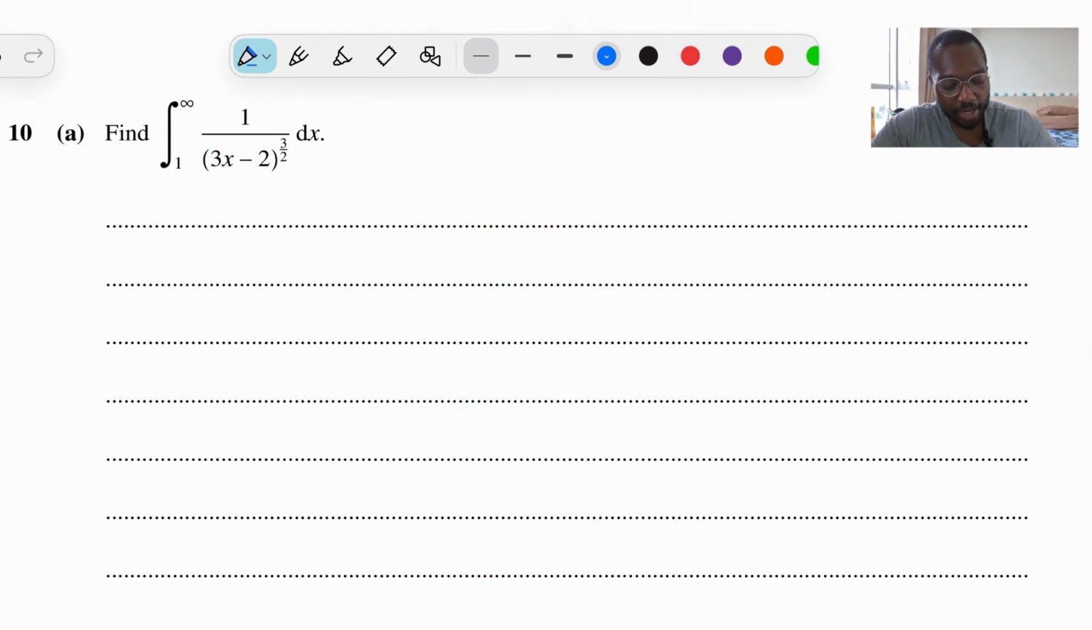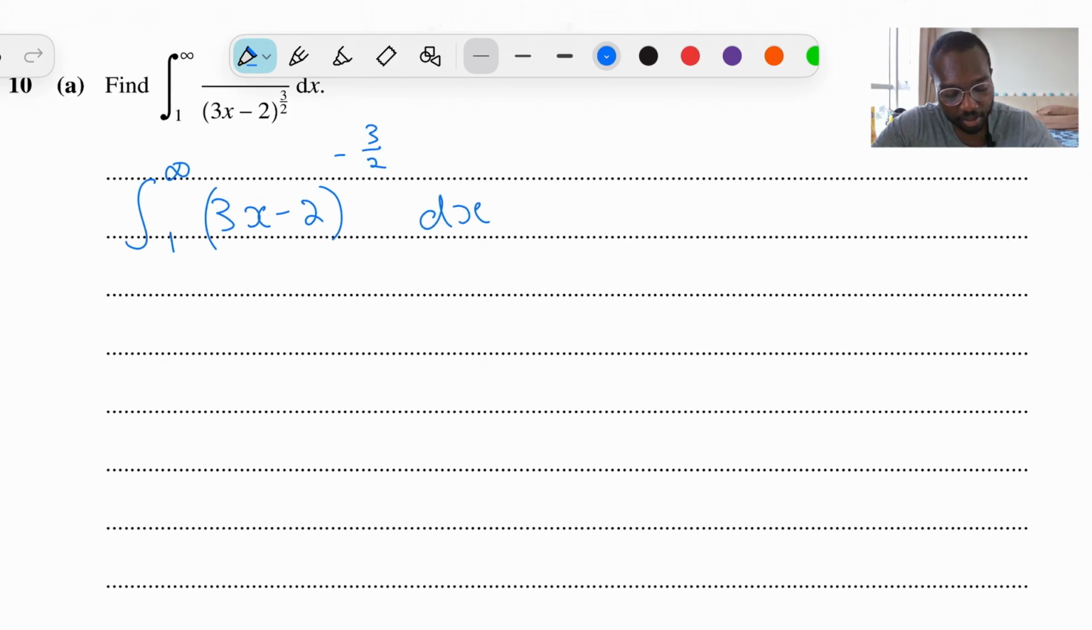Okay, so for 10a, we need to integrate between the limits of infinity and 1 of 1 over 3x minus 2 to the power of 3 over 2 with respect to x. So how can we go about doing this question? Well, first things first, let's just treat it like normal. So we have the interval from infinity to 1, and I'm going to bring the 3x minus 2 to the top, so we get 3x minus 2 to the power of minus 3 over 2, and we need to integrate that with respect to x. So let's go about integrating this.